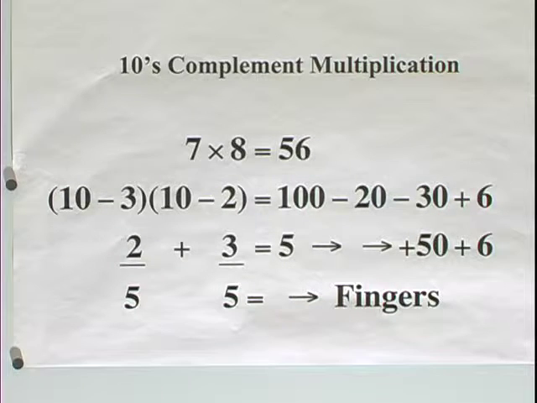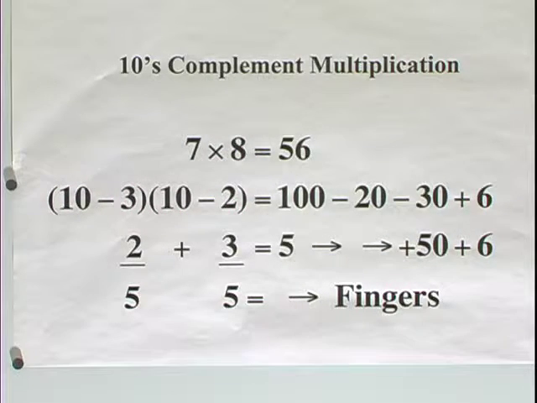In this clip, we will demonstrate why tens complement multiplication gives us an accurate result. We're going to multiply 7 times 8. We're going to get 56. The tens complement of 7 is 3. The tens complement of 8 is 2. I'm going to write 7 as 10 minus 3 and 8 as 10 minus 2.